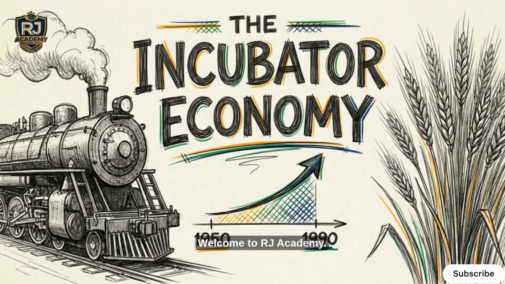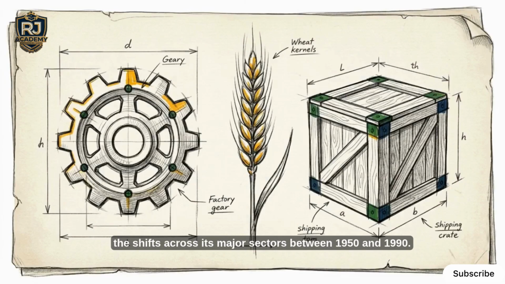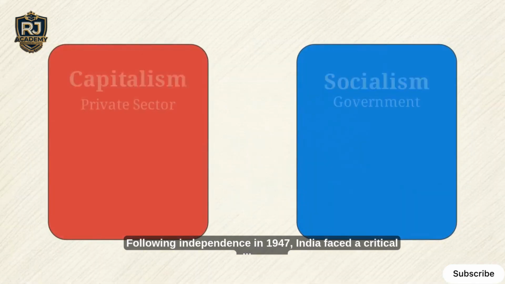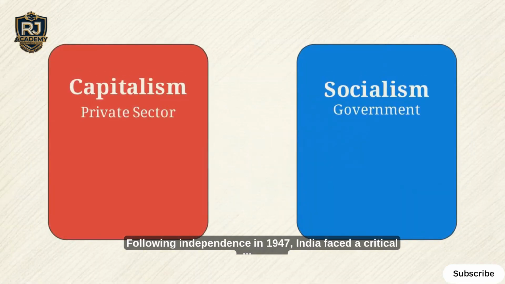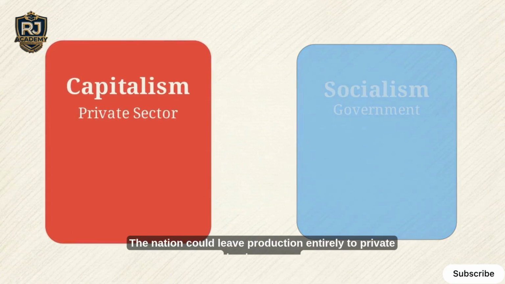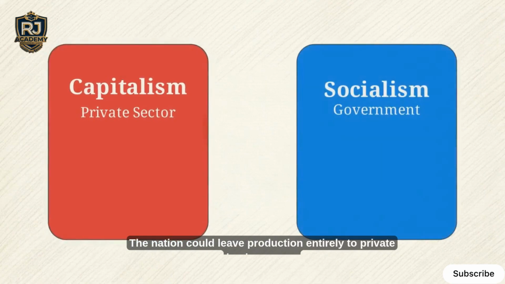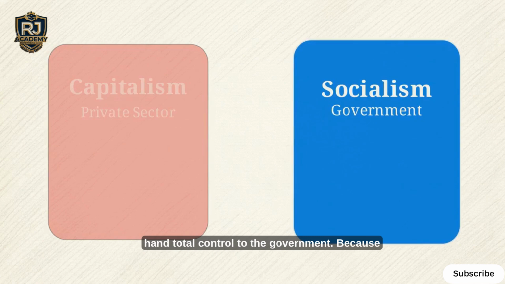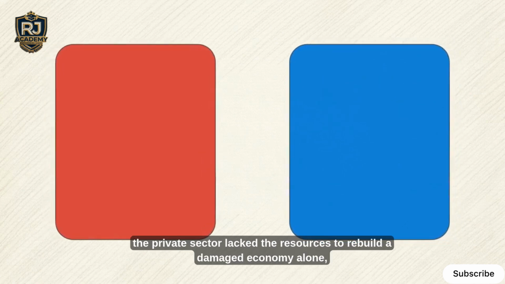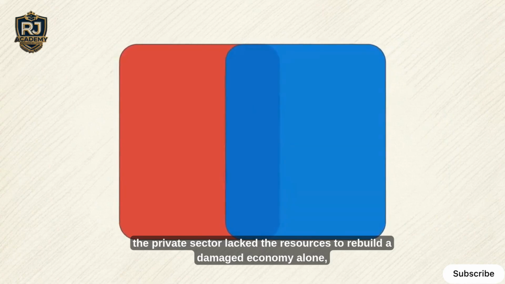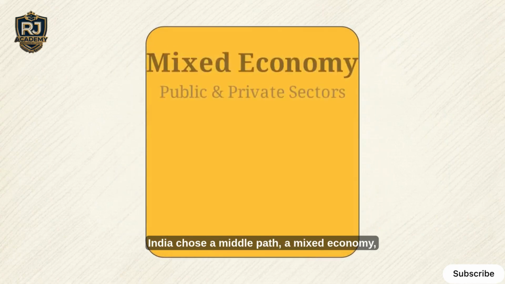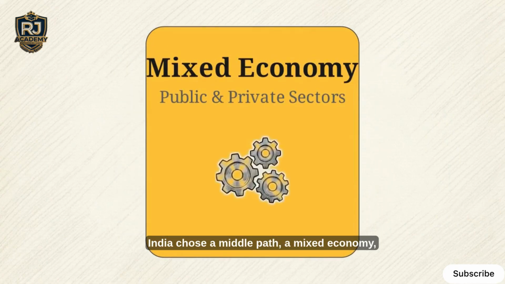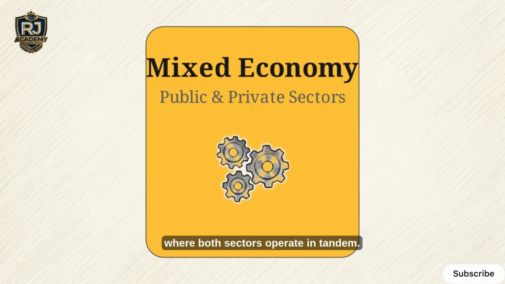Welcome to RJ Academy. Today, we are breaking down the Indian economy and the shifts across its major sectors between 1950 and 1990. Following independence in 1947, India faced a critical dilemma. The nation could leave production entirely to private businesses or hand total control to the government. Because the private sector lacked the resources to rebuild a damaged economy alone, India chose a middle path, a mixed economy where both sectors operate in tandem.